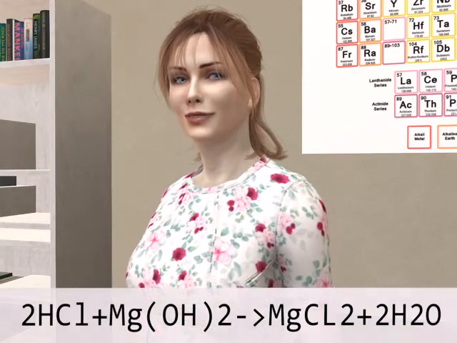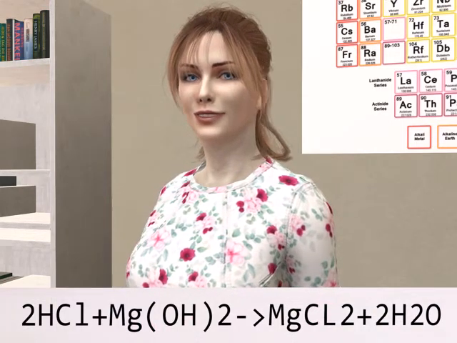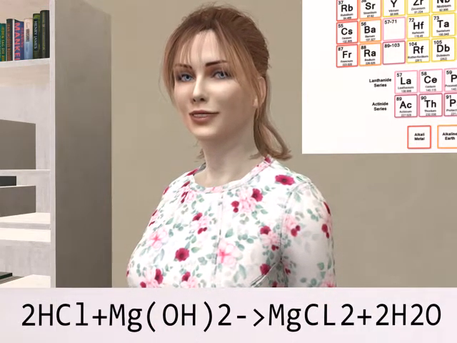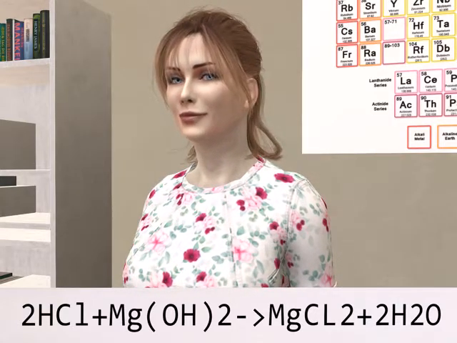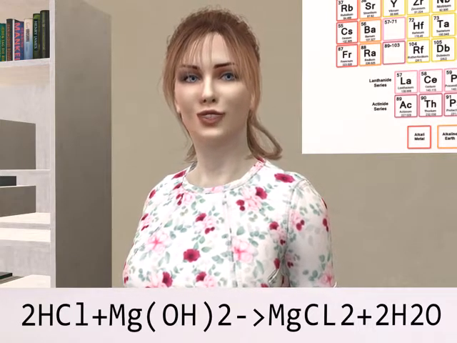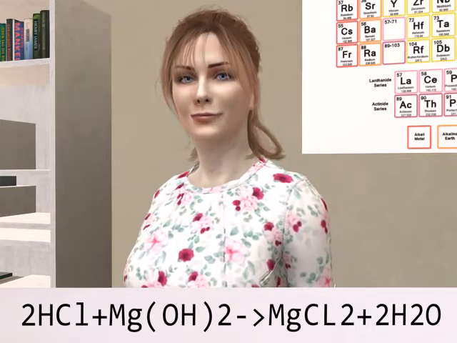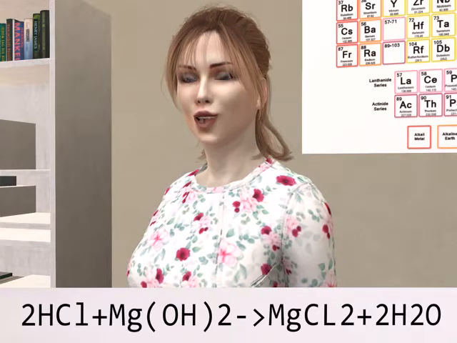Now let's apply the mole concept to a chemical reaction between hydrochloric acid, or HCl, and magnesium hydroxide, or MgOH2. This reaction consists of 2 reactants and 2 products. As you may have surmised, it's an acid-base reaction. 2 moles of HCl react with 1 mole of MgOH2 to produce 1 mole of magnesium chloride, or MgCl2, and 2 moles of water, or H2O.